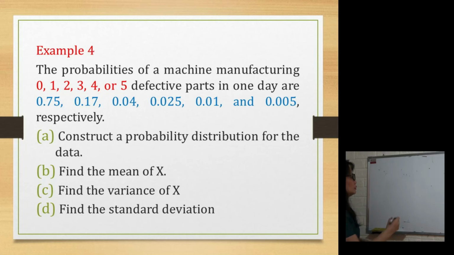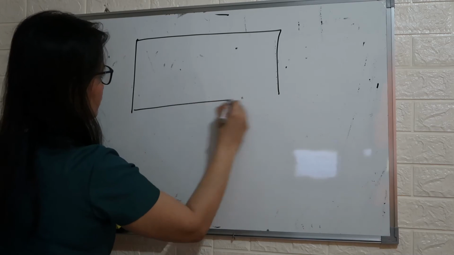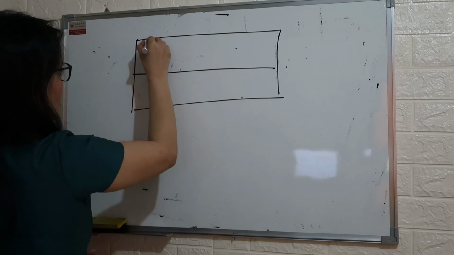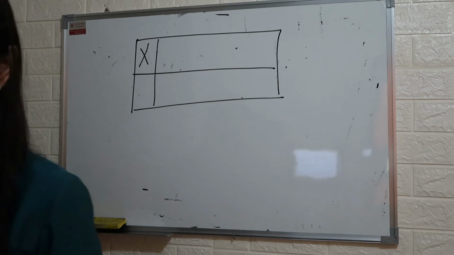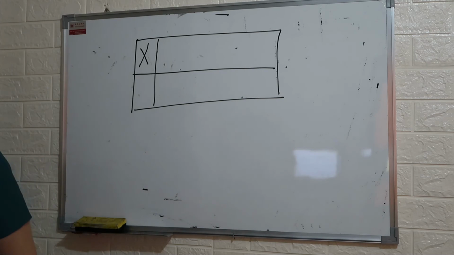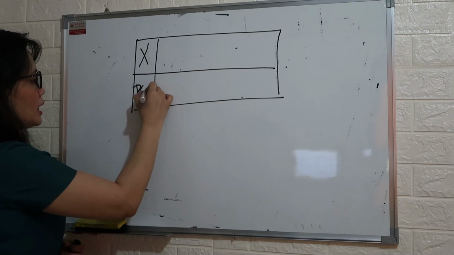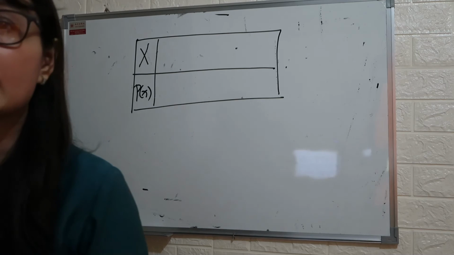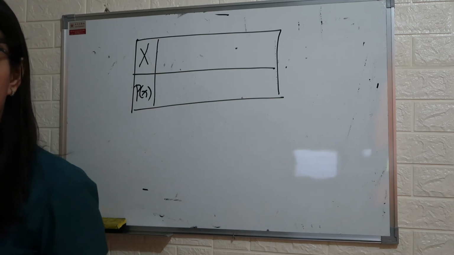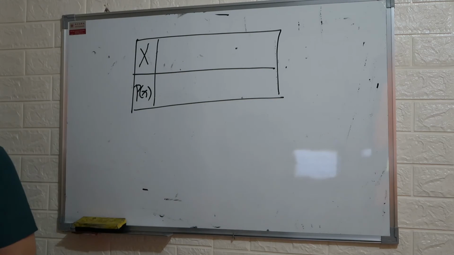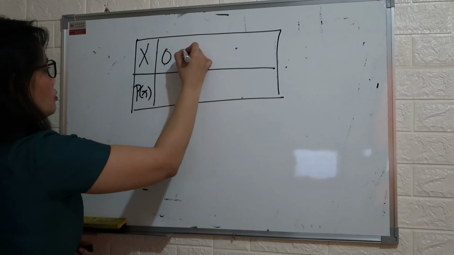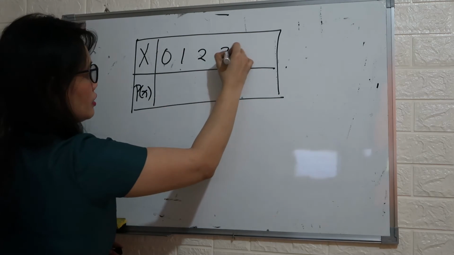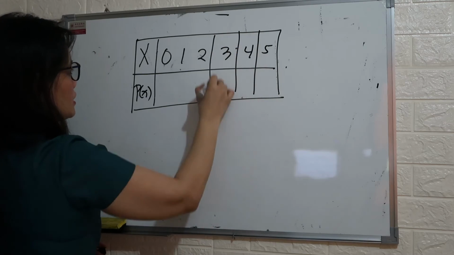So how do we do that? We have a table with X pertaining to the number of defectives, and the other column is the probability of getting those defectives. What will be the values of your X in that particular problem? Very good. We have 0, 1, 2, 3, 4, 5. So these are the values.